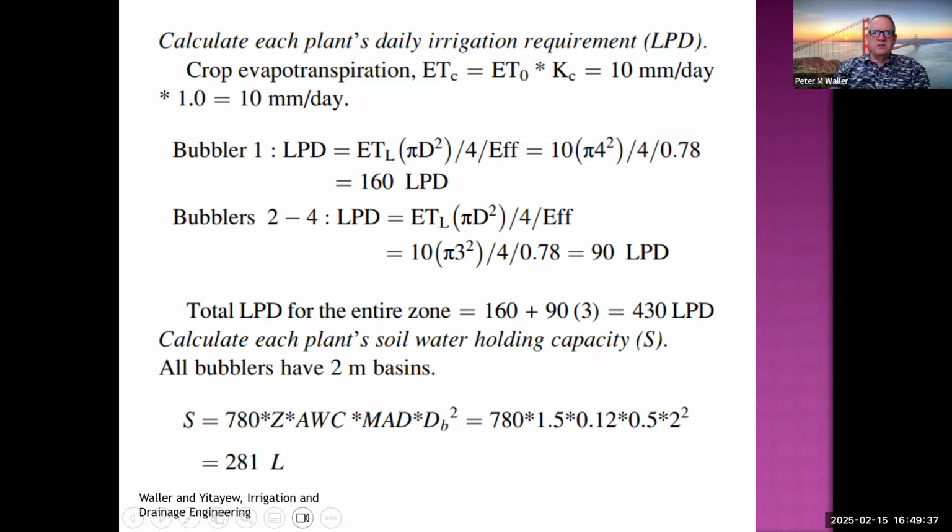So then what you have to do is adjust the emitters, because it's a screw adjustment, you can get anything you want. You'll just have bubbler 1 flowing at a rate 160 over 90 times emitters 2 through 4. But even though we can adjust the emitters, the wetted area is the same. All bubblers have 2 meter basins. So the storage would be based on the 2 meter basins, or 281 liters.